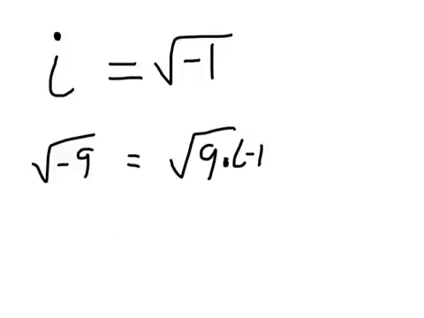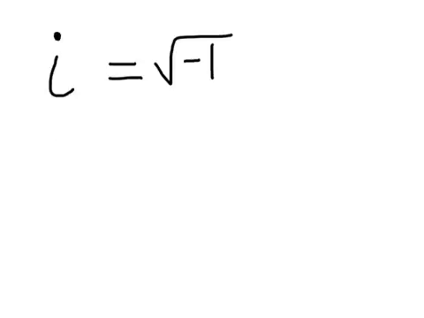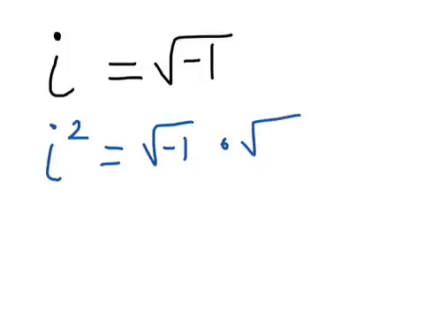So let's back out a little bit and talk about this in a little more detail. If i equals the square root of -1, we can extend this further to things like i squared. Well, if i is the square root of -1, i squared is the square root of -1 times the square root of -1. We're just substituting the square root of -1 in for the i. So i times i is the same thing as the square root of -1 times the square root of -1. Well, that is just -1.